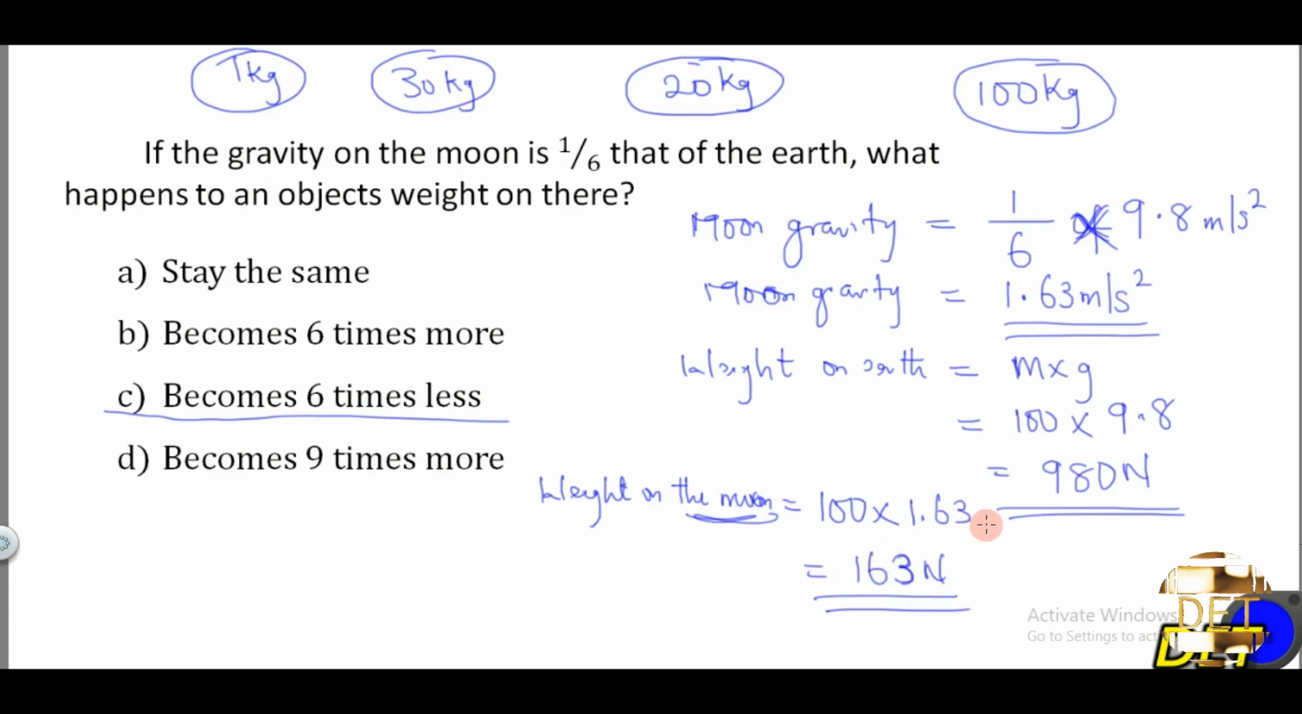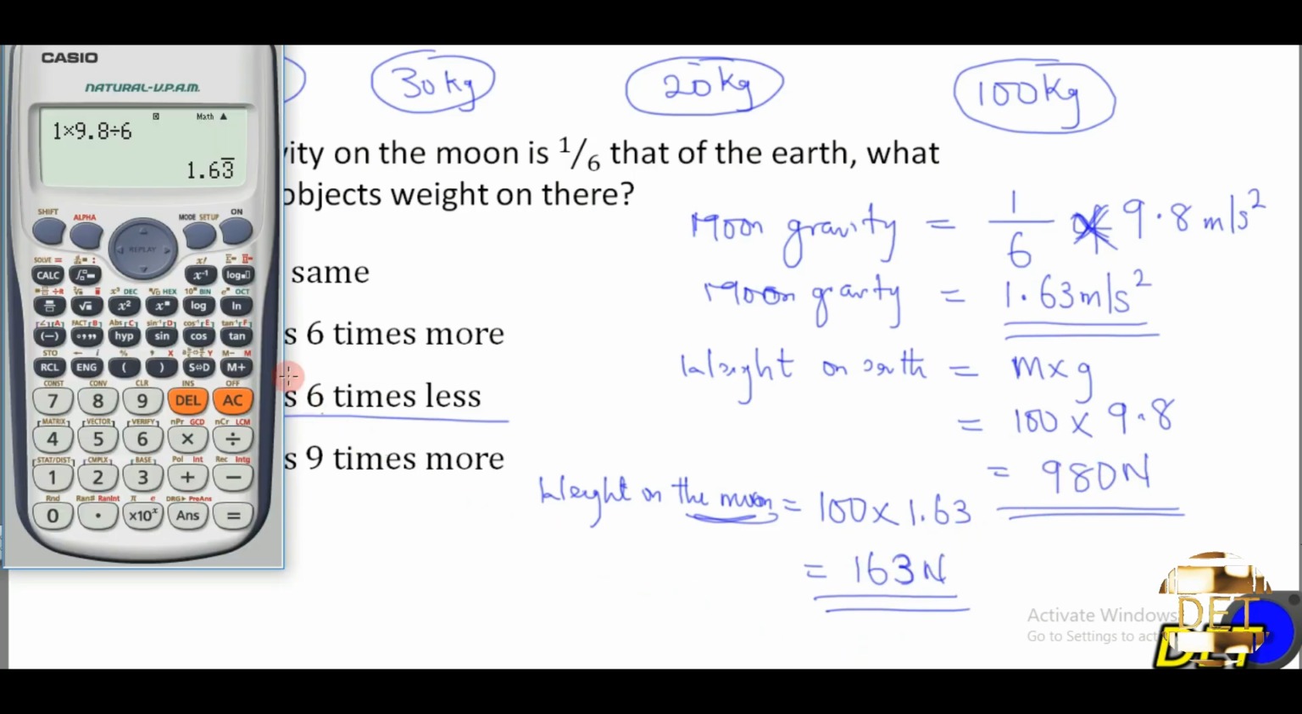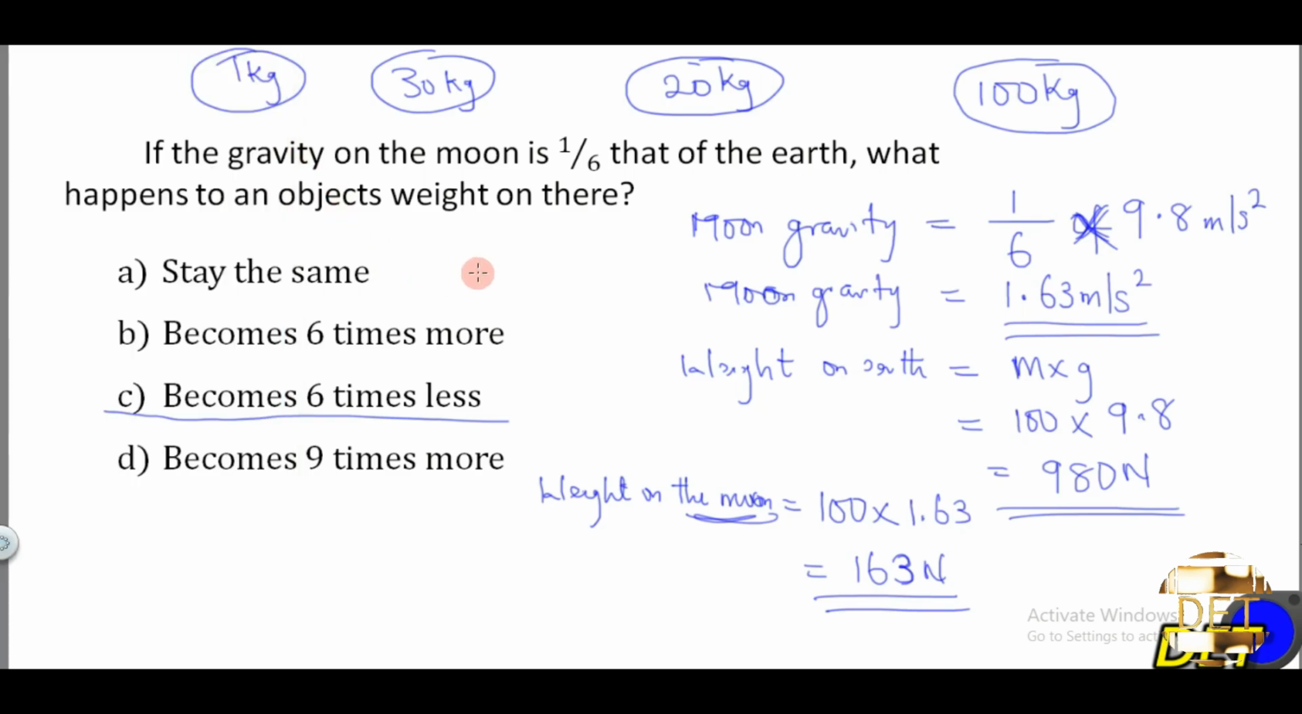So is it really true? How? Okay, let's see. 980 Newton divided by 163 will give us what? 980 divided by 163 is equal to 6.0, approximately 6, right? So the weight of the object will become 6 times less on the moon. So the correct answer to this question is option C.